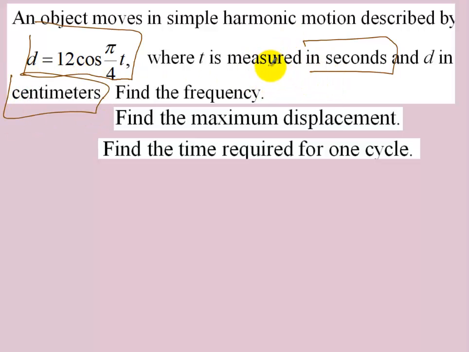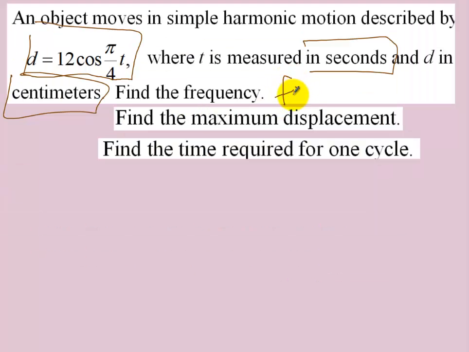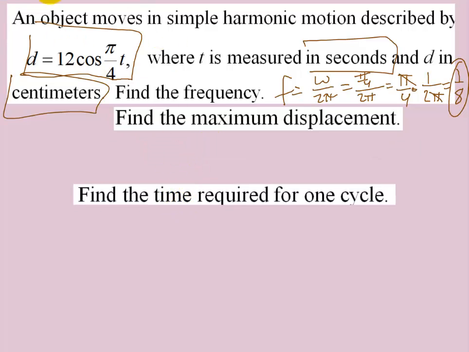Find the frequency. If I'm following that last formula, f is going to equal w over 2 pi. So in this case, it's going to equal pi over 4 divided by 2 pi. Another way to write that, since I hate double fractions, is pi over 4 times the reciprocal, 1 over 2 pi. So those pi's cancel and I get 1 over 8. So that is the frequency. The maximum displacement is how much you move away, and that comes down to the amplitude. So the maximum displacement is 12.